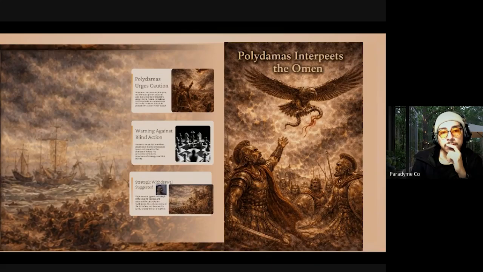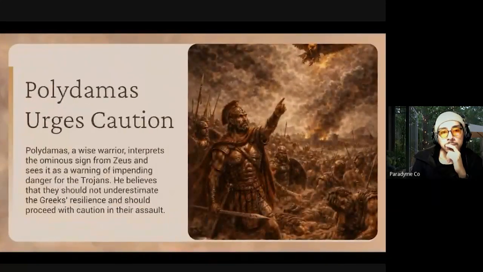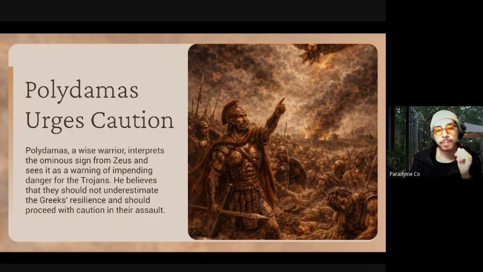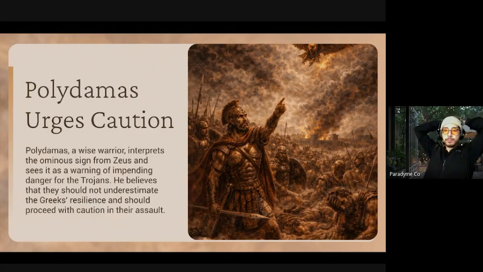Polydamas interprets the omen. Polydamas urges caution. He's a wise warrior, interprets the ominous sign from Zeus and sees it as a warning of impending danger for the Trojans. He believes that they should not underestimate the Greeks' resilience and should proceed with caution in their assault.